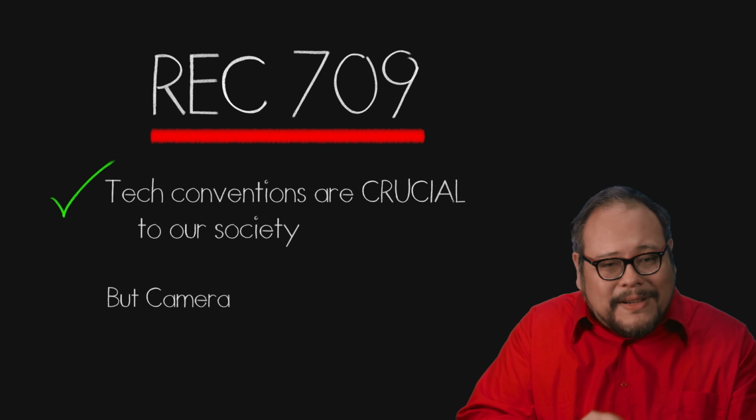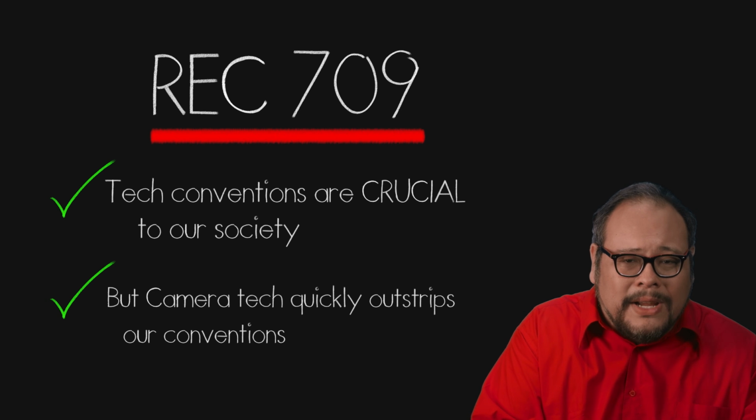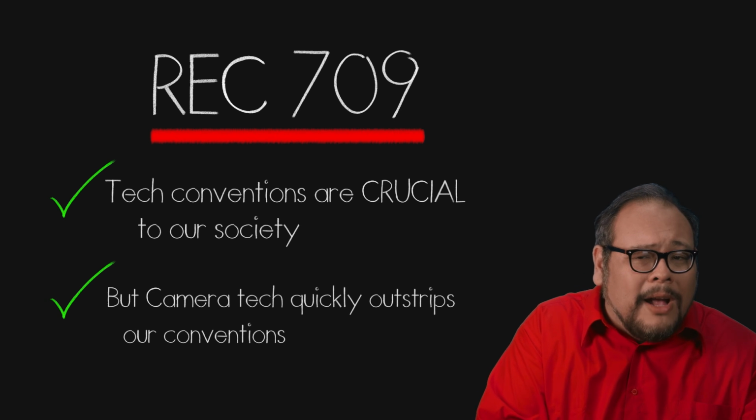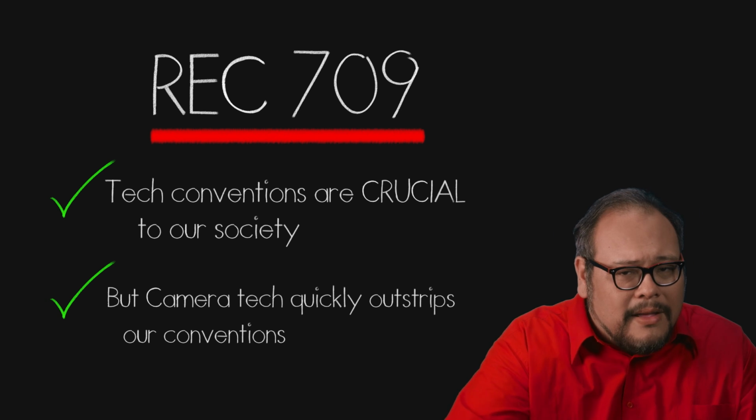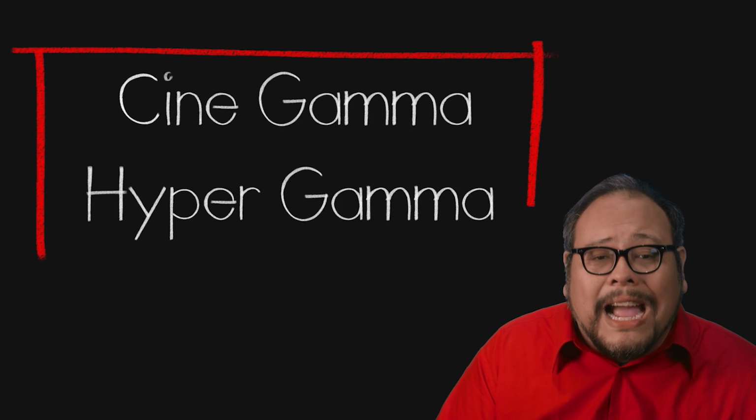But camera sensor technology keeps getting better and better every single year. Although we have to follow broadcast conventions when we deliver the final video, there's nothing saying we have to capture footage using those conventions. We can use some other kind of formula to bend these curves to get even more dynamic range. The first strategies employed in video cameras were cine gamma and hyper gamma.